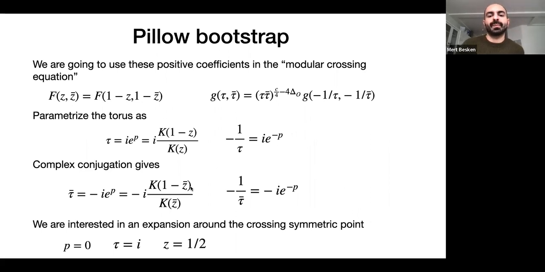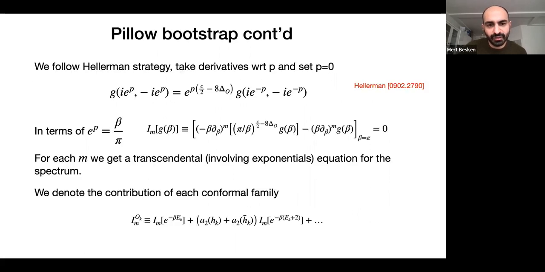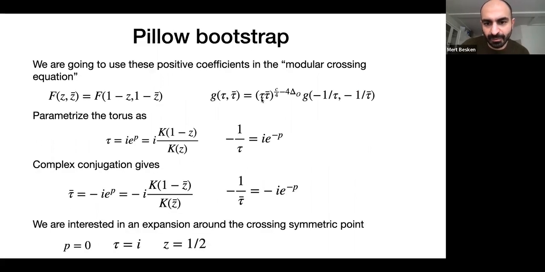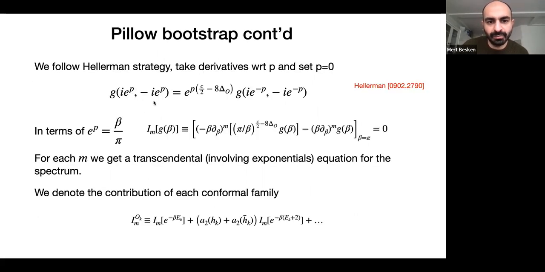And we are interested in an expansion around the crossing symmetric point. The crossing symmetric point, in terms of the plane cross ratios, was z equals 1/2. In terms of the pillow coordinates, it's tau equal to i. And in this parameterization, it's P equal to 0. All these definitions are to rewrite this pillow version of the crossing equation in terms of P like this. I'm just substituting tau equal to i e to the P. And remember, this is satisfied for all real values of P.